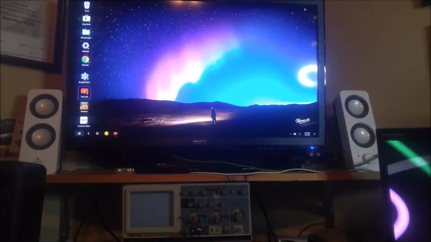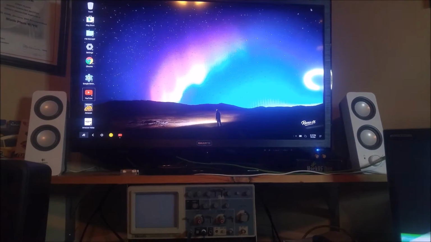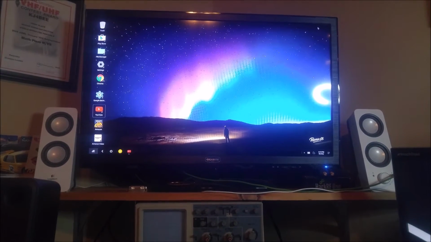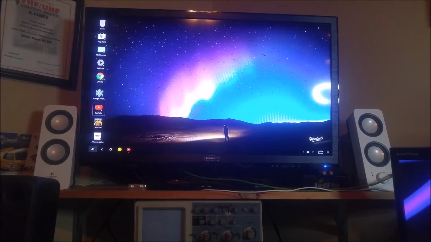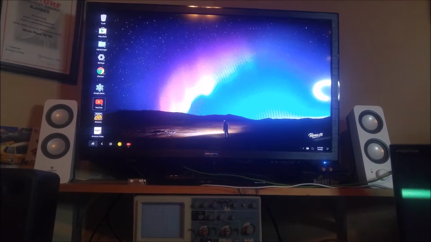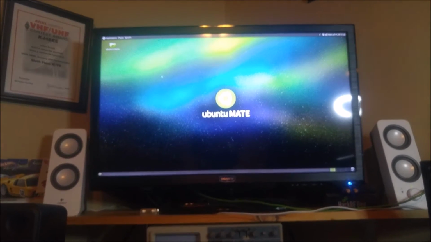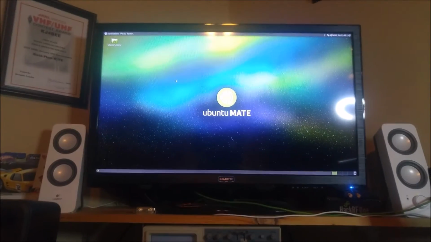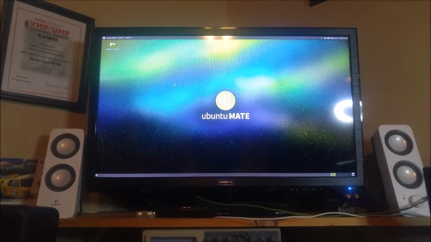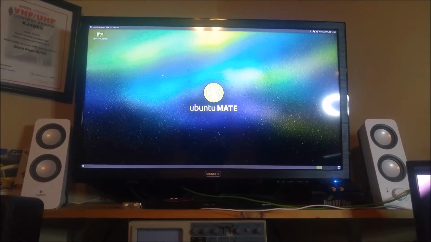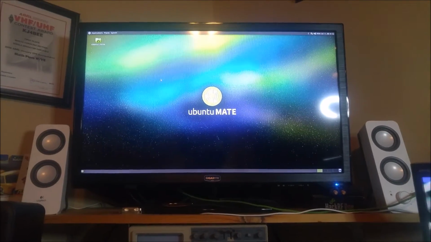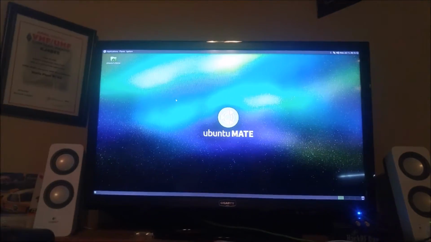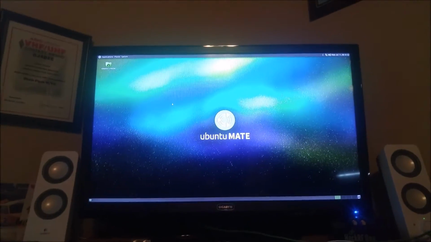Let me show you the half gig model here. So here's the half gig. I am running Ubuntu Mate, which is one of the distros that was on the Pine wiki. Remix, I couldn't get it to boot at all. No joy with the Remix for booting on the half gig model.